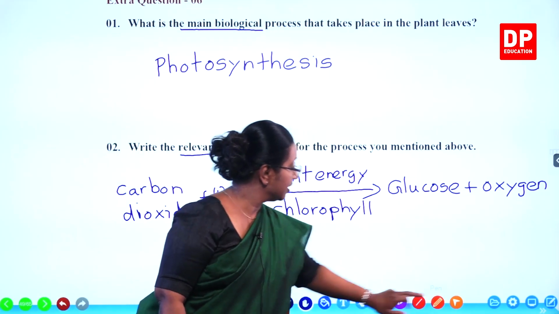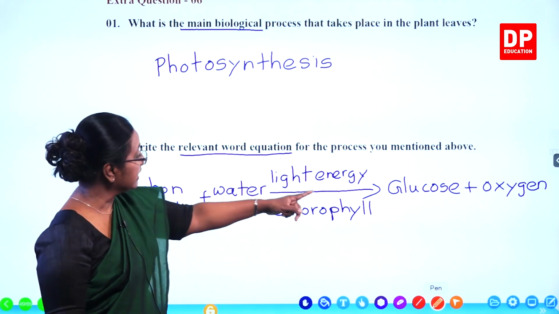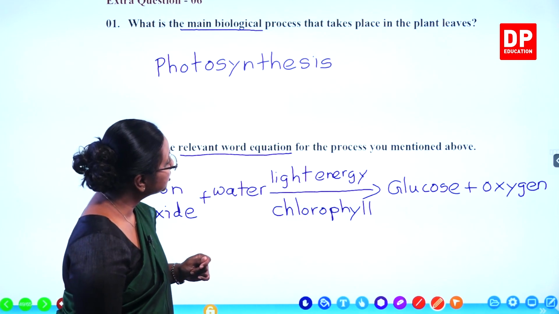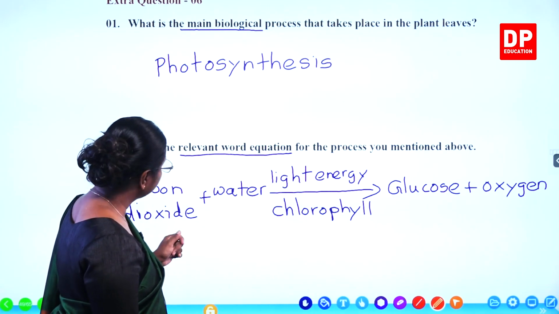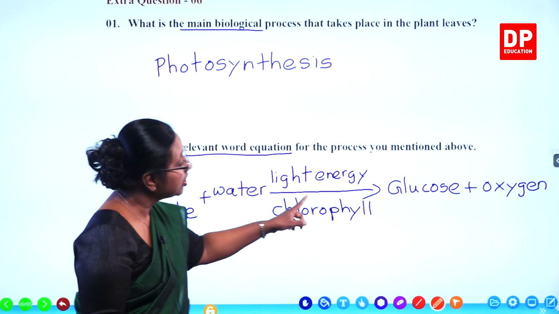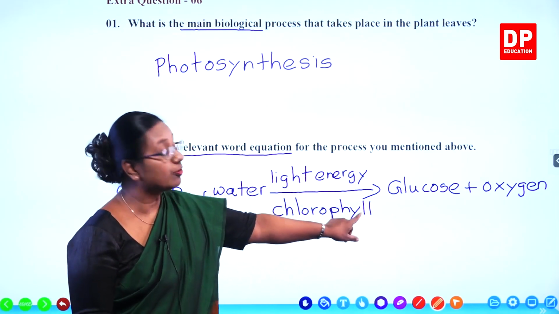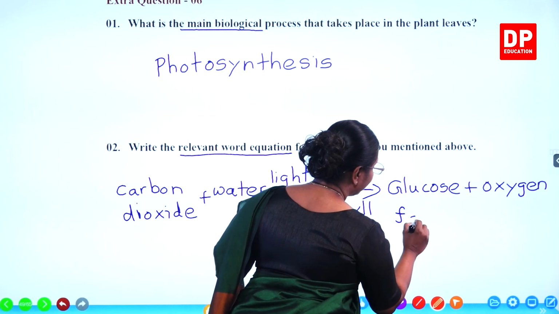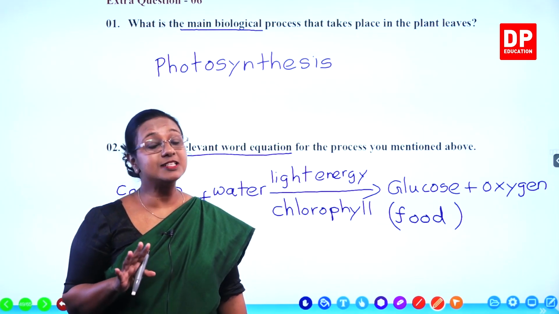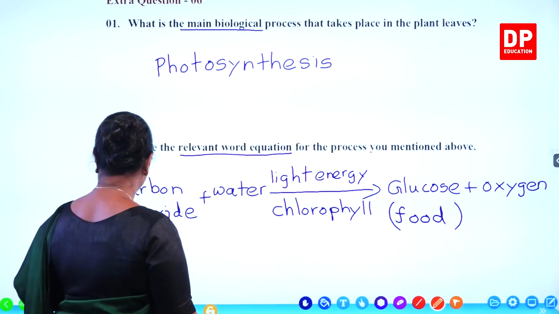So, the previous question is to write the main biological process taking place in leaf, that is photosynthesis, and this is the word equation for photosynthesis. So write the relevant word equation for the process you mentioned above. Carbon dioxide plus water in the presence of light energy in the chlorophyll of plants, glucose is produced, and in addition to that, oxygen is the byproduct. So here, glucose is the food that is produced. You can also write it as food. Instead of glucose is the substance, but you can also write it as food. So is that clear to you all, students? Right. Then I will move on to the next question.